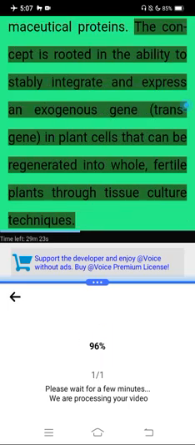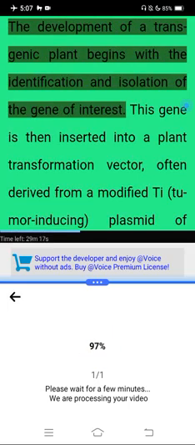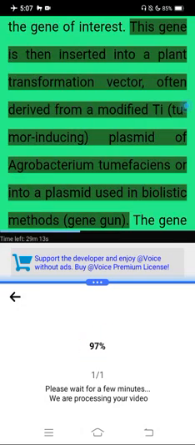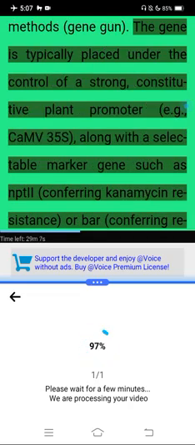The concept is rooted in the ability to stably integrate and express an exogenous gene, the transgene, in plant cells that can be regenerated into whole, fertile plants through tissue culture techniques. The development of a transgenic plant begins with the identification and isolation of the gene of interest. This gene is then inserted into a plant transformation vector, often derived from a modified Ti (tumor-inducing) plasmid of Agrobacterium tumefaciens, or into a plasmid used in biolistic methods, the gene gun. The gene is typically placed under the control of a strong, constitutive plant promoter, e.g., CaMV 35S, along with a selectable marker gene such as nptII, conferring kanamycin resistance, or bar, conferring resistance to the herbicide phosphinothricin.